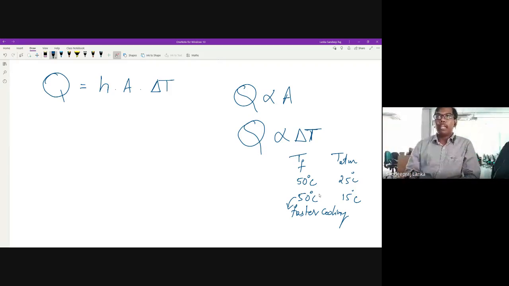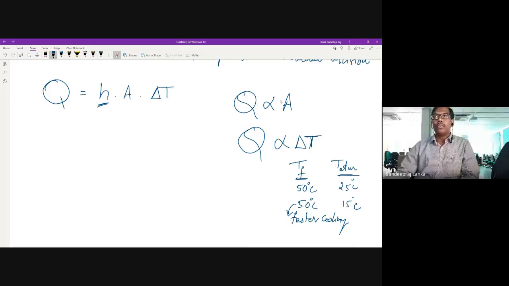So the heat transfer by convection depends hugely on your delta T. That is T_F minus T_atmosphere. So here T_M minus T_atmosphere values have an influence. If I introduce a proportionality constant h in this equation, I will get this mathematical expression. That's how you got this mathematical expression from Newton's law of cooling.